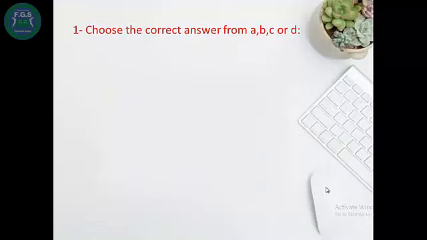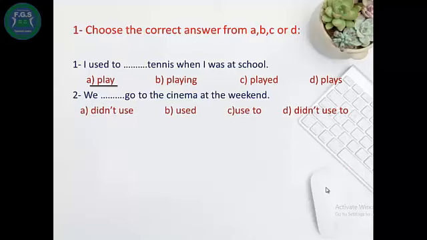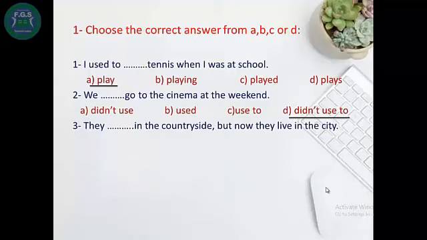Choose the correct answer from A, B, C, or D. Number 1. I used to space tennis when I was at school. I used to play, playing, played, plays. Used to plus the infinitive, so play. Number 2. We space go to the cinema at the weekend. Didn't use, used to, didn't use to. Didn't use to go.